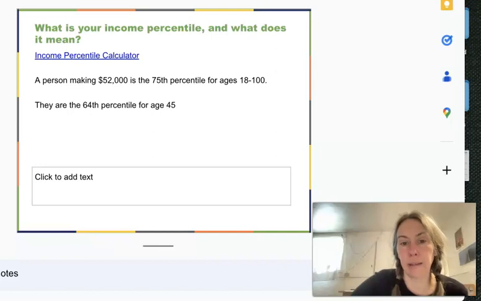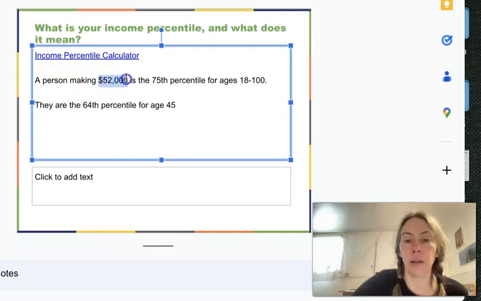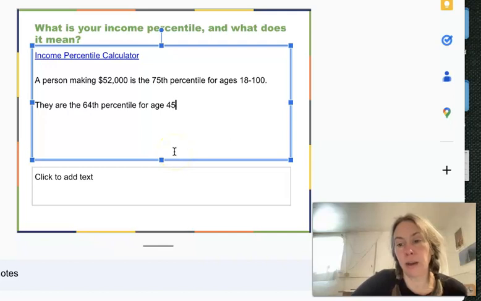Percentile is another way of analyzing our data. If I said that a person who makes $52,000 is in the 75th percentile, that means that they are richer than 75% of the people in this age group. Now, that same person might be in the 64th percentile if you were only looking at 45-year-olds. So that tells me that 45-year-olds make more money, and so this person is only richer than 64% of people.